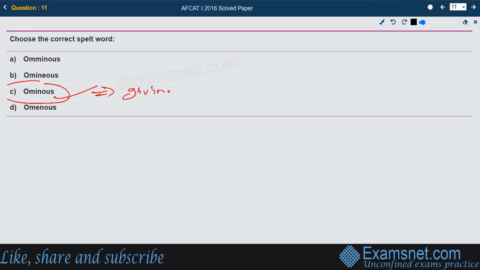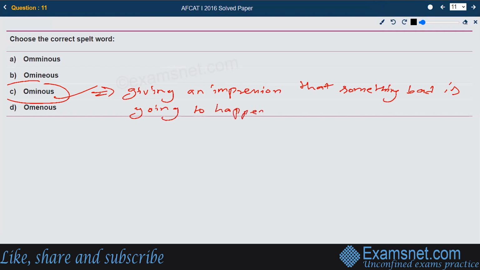The word ominous means giving an impression that something bad is going to happen. That is what the word ominous means. Okay, so that is just the meaning of the word. So the right answer, the right spelling of ominous, is C.